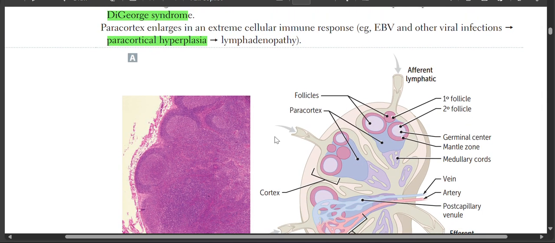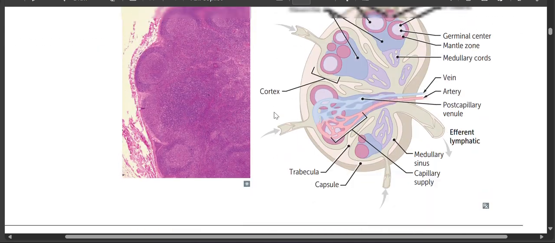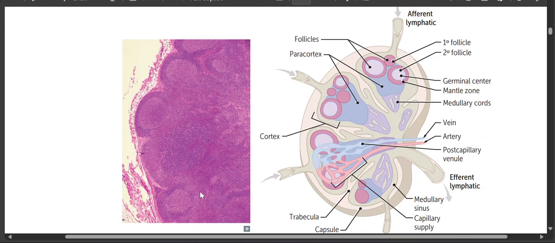That means the paracortex is increasing in size. Now, this part here is actually very important because let's assume that this part here is the paracortex. Now, if the paracortex increases in size, it will push the cortex outwards, and that will ultimately lead to an increase in size of the entire lymph node. And then, what do you think is the term for an increase in size of the lymph node? Lymphadenopathy? Yes. So this is the reason why you have lymphadenopathy.